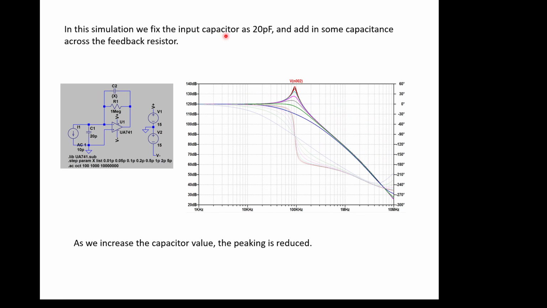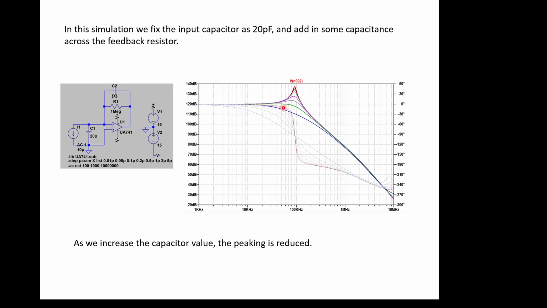If we fix our input capacitor at 20 picofarads for a given system, we've measured it and it's actually 20 picofarads. Then we ask, how do we compensate for this? Let's try putting some capacitance across this feedback resistor and see what happens. Here we're going to be varying this capacitance between 0.01 picofarads, very small values, up to 5 picofarads or so, because this will have an effect on the frequency response of the system.